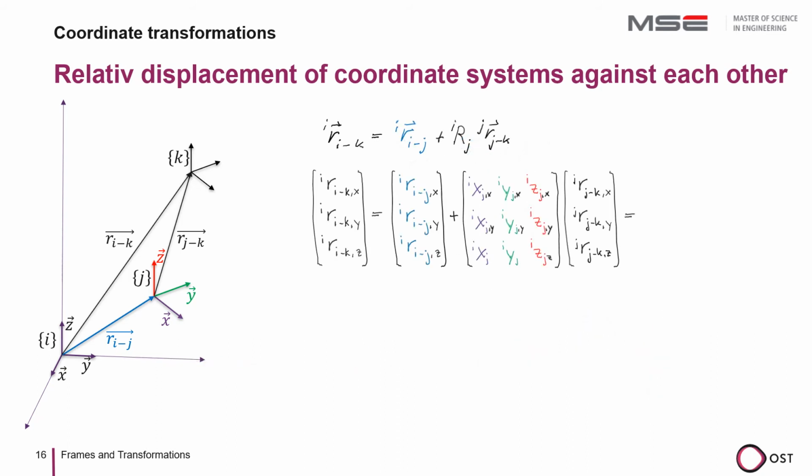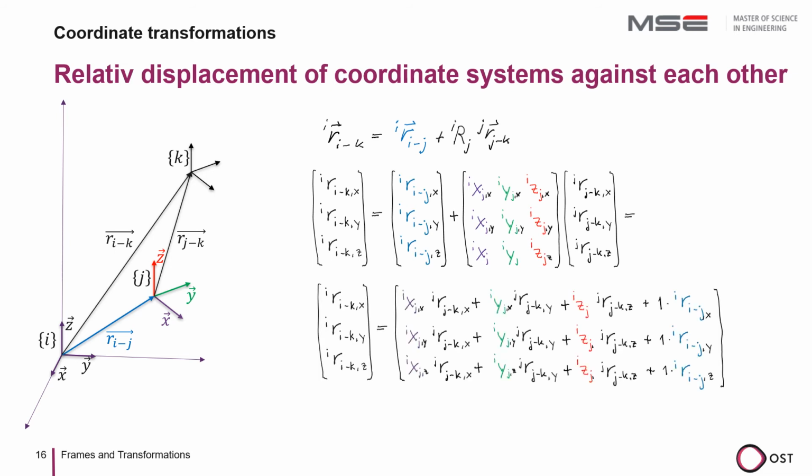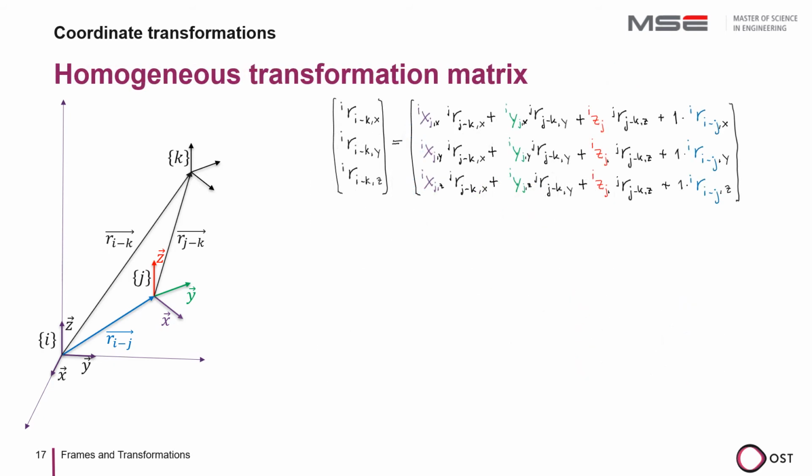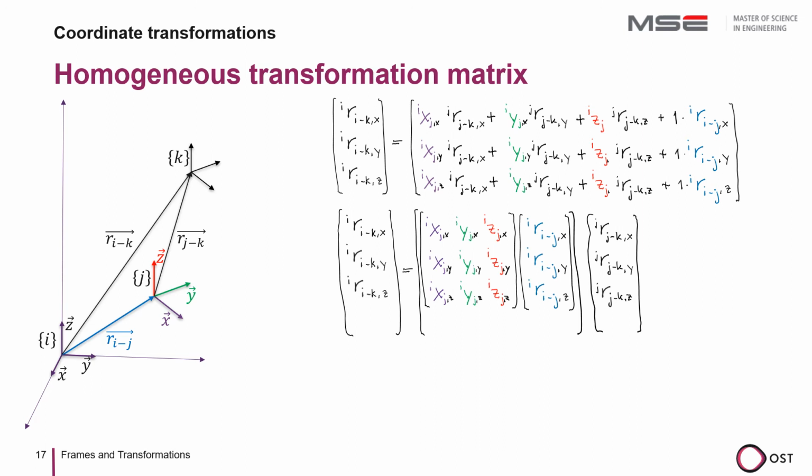For the next consideration, we write out the components. We multiply the matrix out and add the R vector. We represent the system of equations as a single matrix multiplication, and we see that we have to add a 1 to the incoming vector so that the location vector is added.